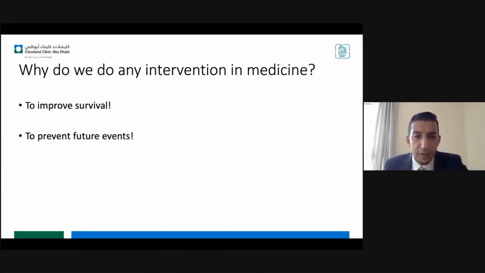Many therapies are done to prevent events in the future. Statin therapy for primary prevention is one of those. But also, very importantly, and many fields of medicine are based on this, is to improve quality of life. And that's a fundamental goal in our treatment of patients.